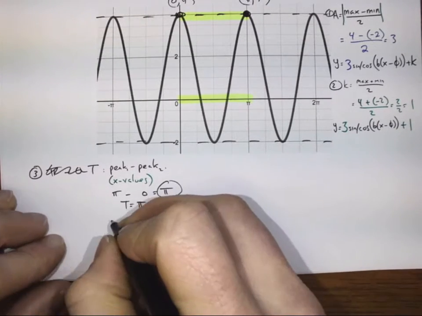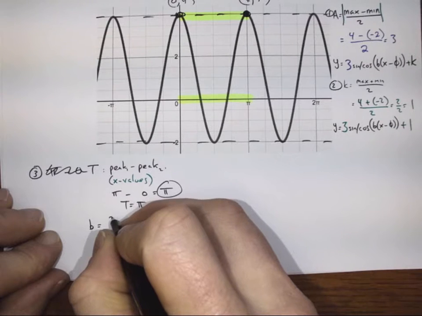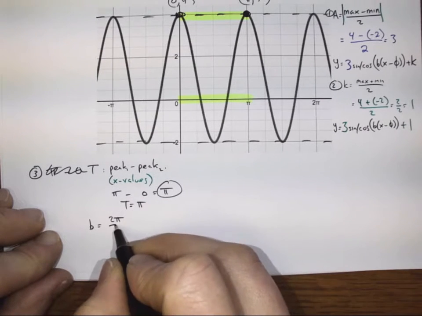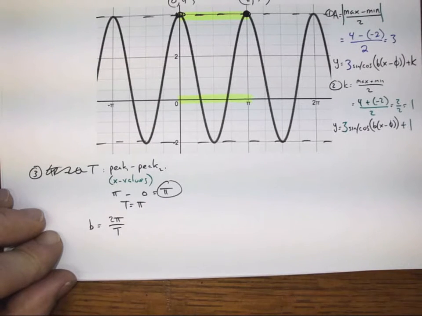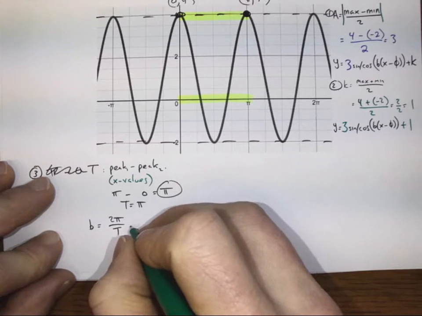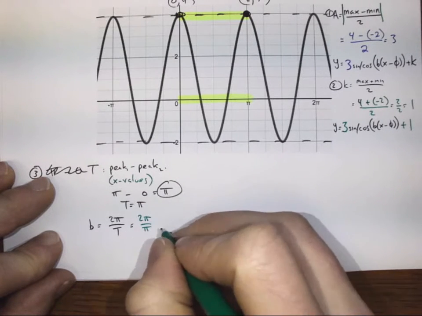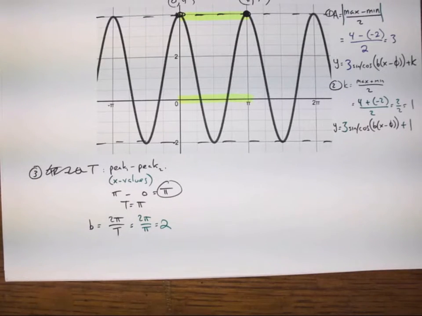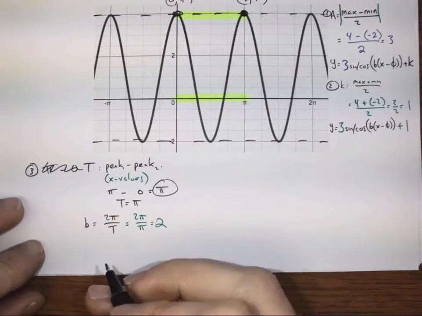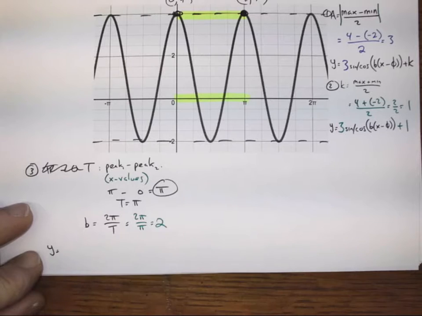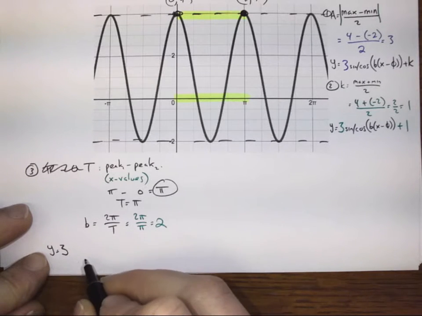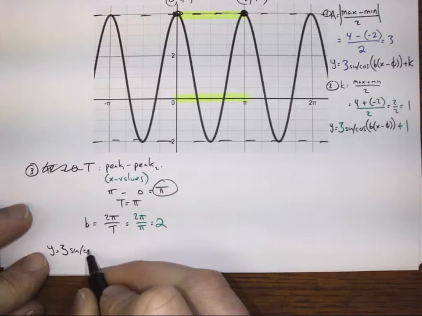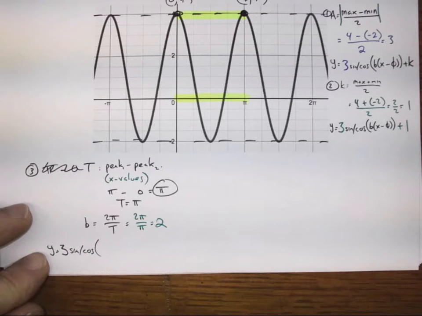We need a b value, so our b is related to our period by this equation, 2 pi over the period. And so that means we're going to have 2 pi over pi, or 2. So our b value is 2. So then I can rewrite that equation again. So it's going to be y equals, and I'm just going to keep it in black here, sine or cosine. And now I'm going to write the value 2 in here instead of b.